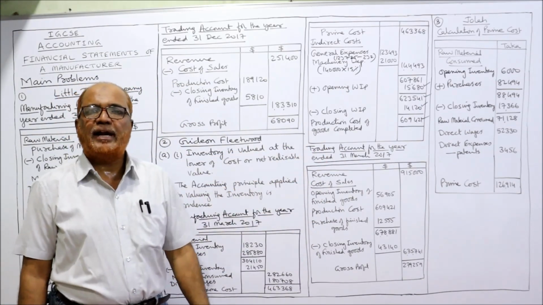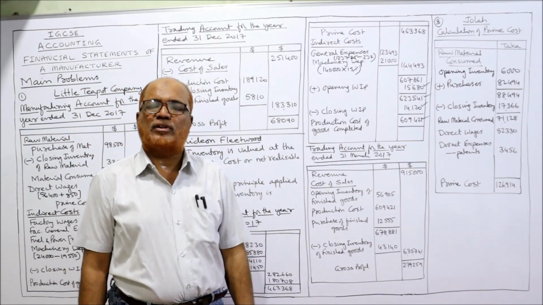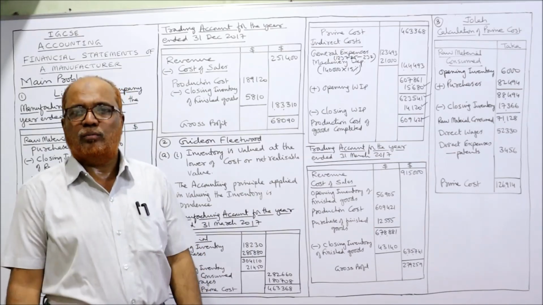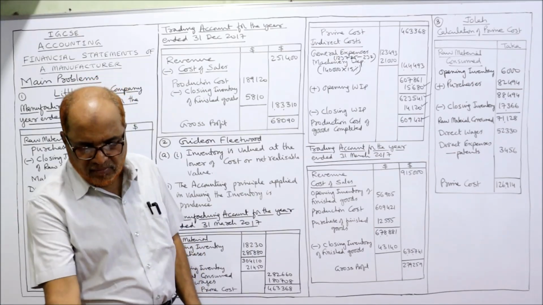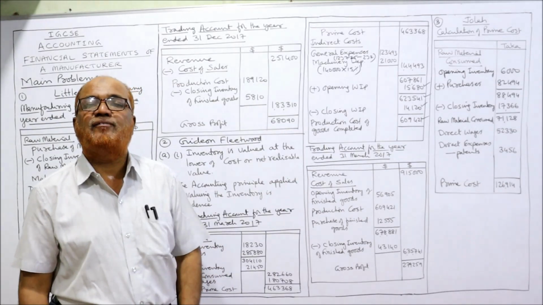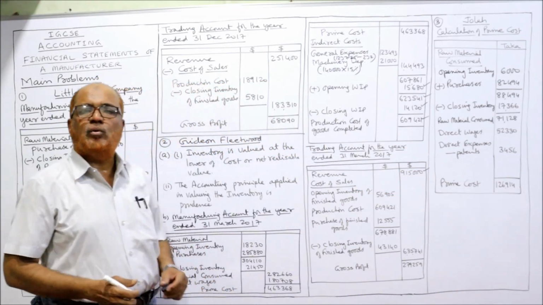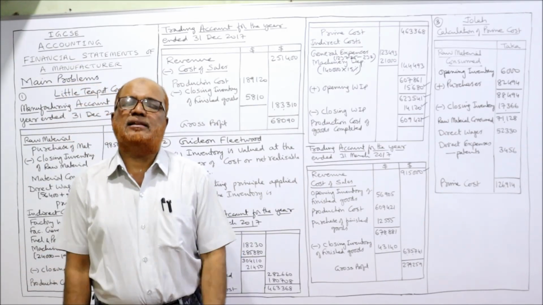Now I am coming to the trading account. Trading account for the year ended 31st March 2017. Now we'll begin with revenue. Revenue means sales. It is given in the problem. Sales revenue is 9,15,000. So I have taken sales revenue. From sales revenue, deduct the cost of sales.